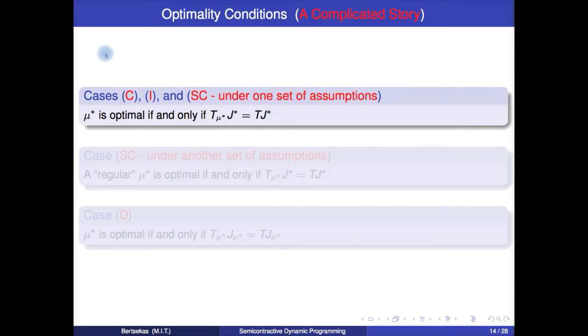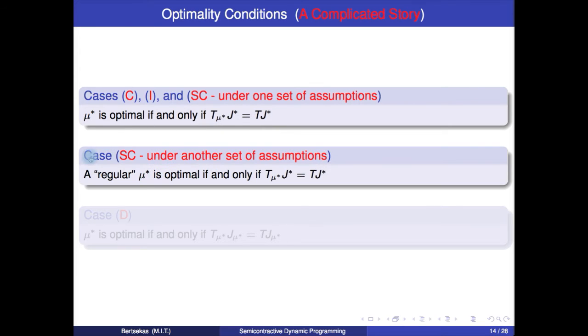Let us also take a look at optimality conditions for a stationary policy. This is a little complicated story. In particular, for the contractive case and the monotone increasing case, and also the semicontractive case under the stronger set of assumptions, like the strong PI property, we have that mu star is optimal if and only if it satisfies this condition, it attains the minimum in Bellman's equation. In a semicontractive case under a weaker set of assumptions, the weak PI property, this condition also holds, but mu star has to be regular, so this is a little bit more restrictive condition.